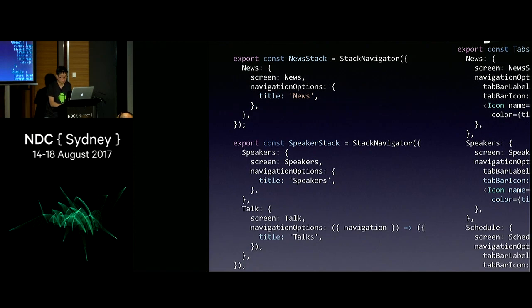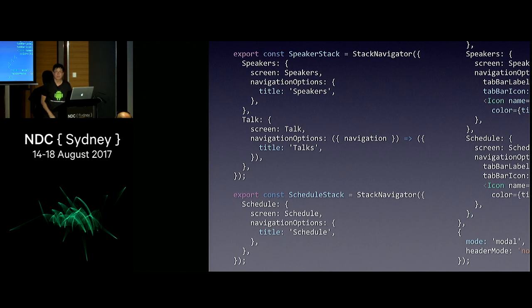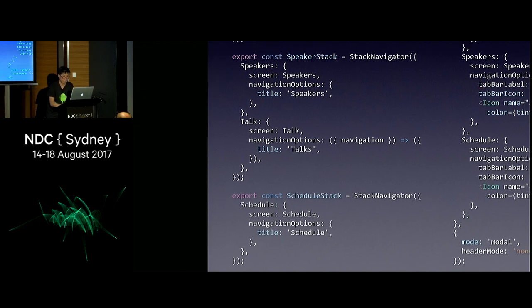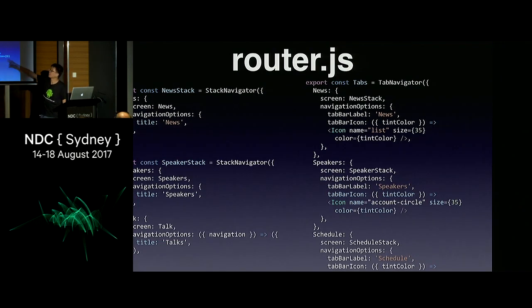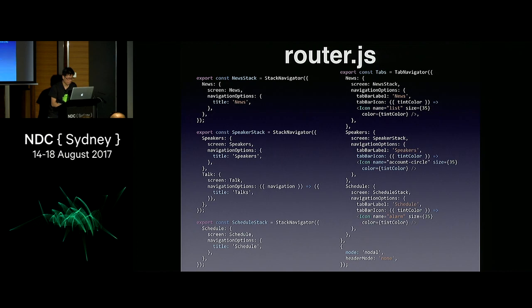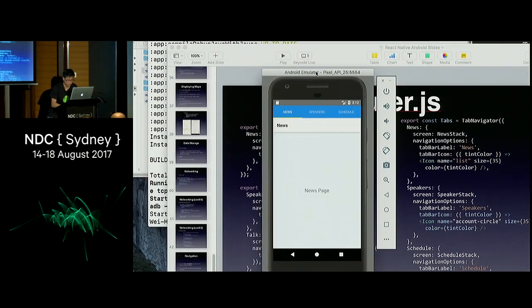And I have my speakers stack. My speakers stack has got speakers as well as talks. And then I have a schedule, which only has got 1 page. I put them together using what we call a tab navigator. A tab navigator has got the following. These are the items, these are all the tab pages. So I have my news stack, speakers stack, schedule stack. And so the end result of this is something like what I have here.